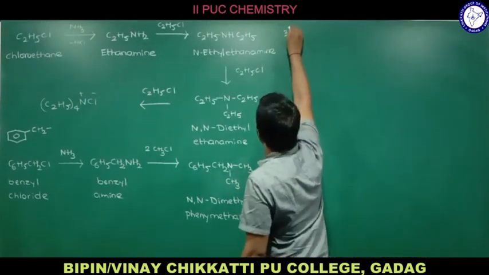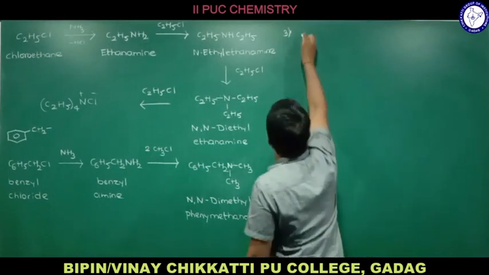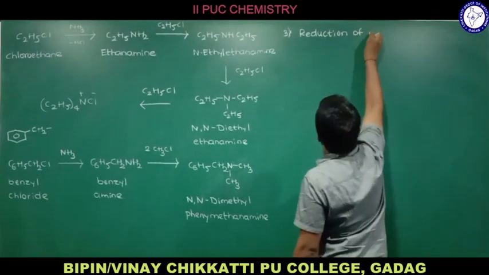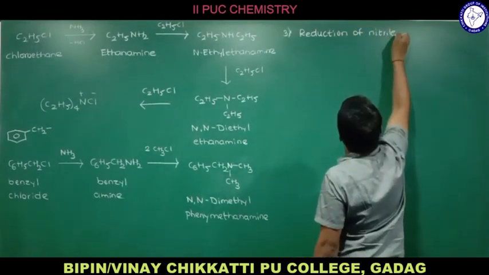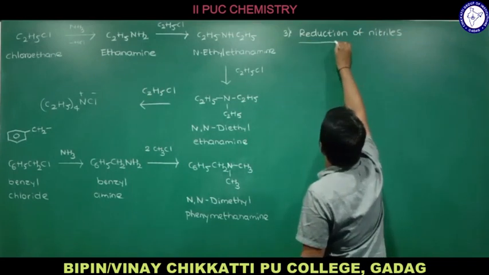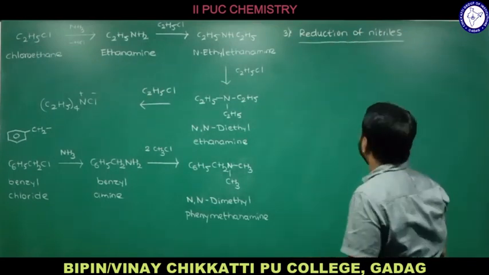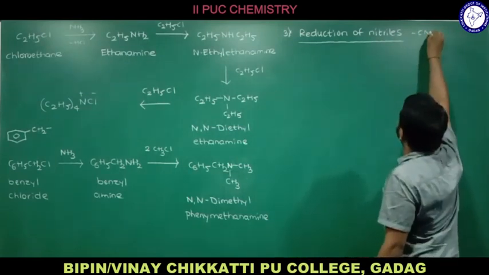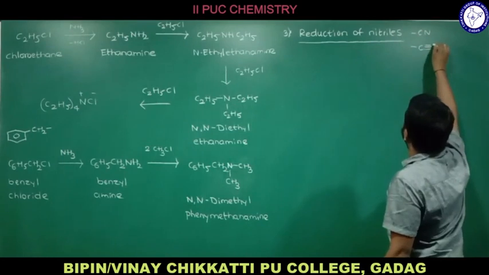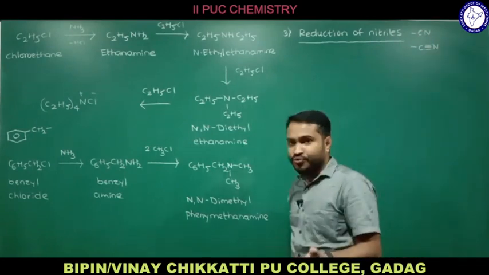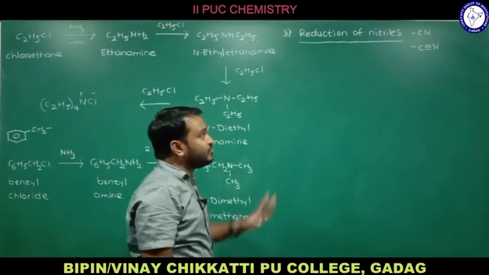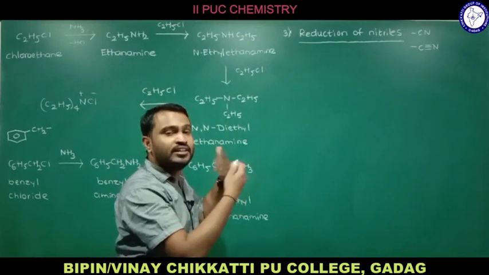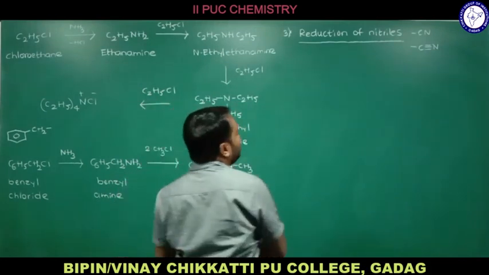The third one I am going to move on to. The third one is reduction of nitriles. Nitriles are nothing but organic compounds containing the CN bond, you can say. Actually there is a triple bond between carbon and nitrogen. So we call it cyanide, but organic compounds containing CN are termed nitriles. So we need to consider nitrile, and using nitrile we'll see now how we can prepare the respective amines.